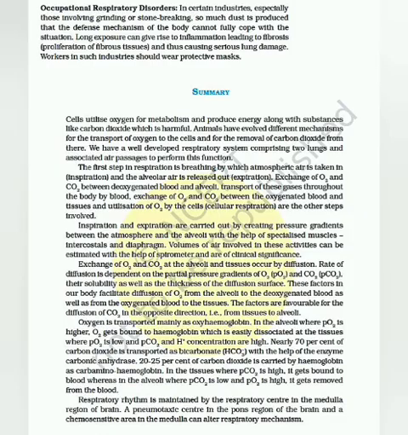Oxygen is transported mainly as oxyhemoglobin. In the alveoli, where partial pressure of oxygen is higher, oxygen gets bound to hemoglobin, which is easily dissociated at the tissue, where partial pressure of oxygen is low and partial pressure of carbon dioxide and hydrogen ion concentration are high.